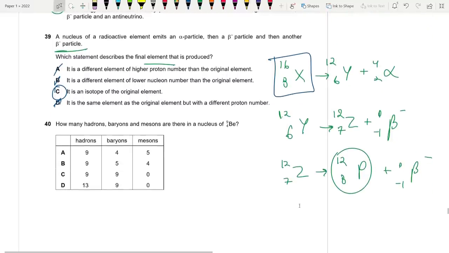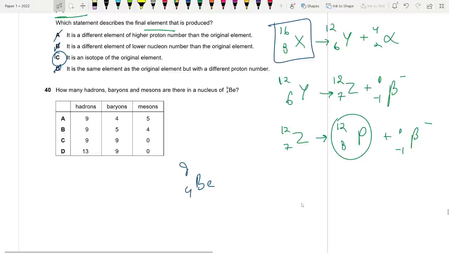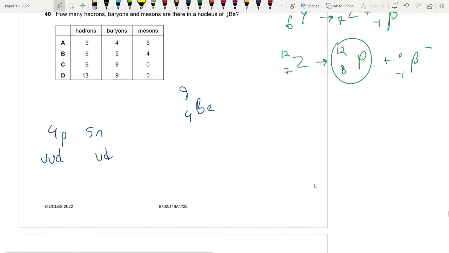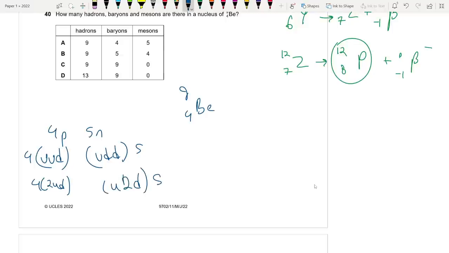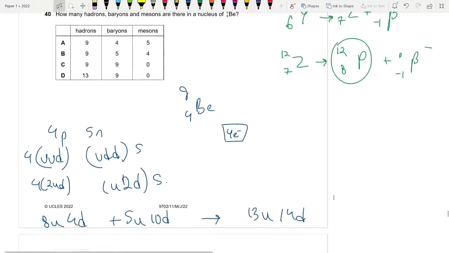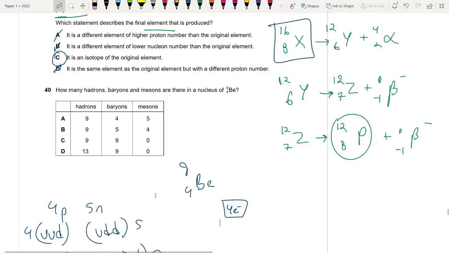How many hadrons, baryons are there in a nucleus of beryllium 4-9? Okay, let's see. So 4 protons, 5 neutrons. Proton is up, up, down. Neutron is up, down, down. So this times 4 and this times 5. So that's 8U 4D, 5U 10D. In total, we have 13U 14D, okay. And also, we have 4 electrons, okay. Oh, wait, I'm talking about quarks here, my bad.